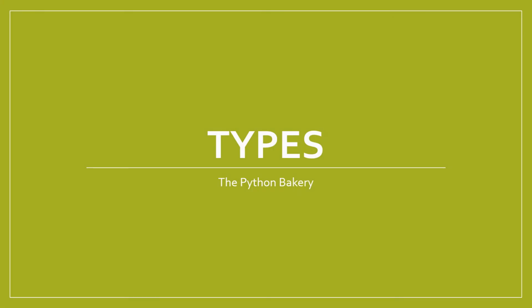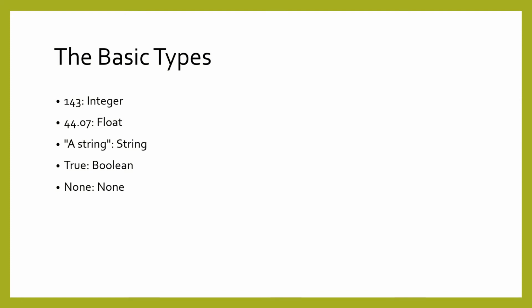Types. All values in Python have a type. The 5 basic types are integer, float, string, booleans, and none. There are many other types you will learn about.